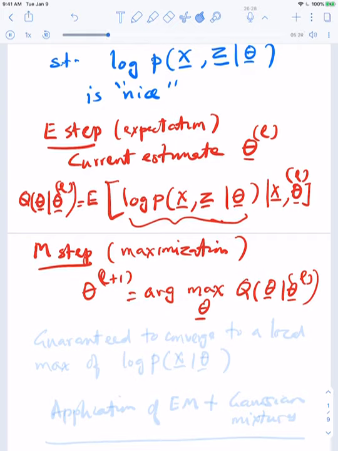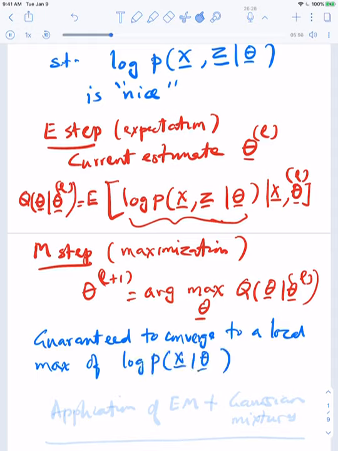And what is beautiful about it is that it is guaranteed to converge to a local max of the log likelihood function, basically, of the original one that I'm interested in, right? So that's the beauty of it. So it'll converge to something, and that something will be a local max of the thing we were originally interested in, even though the original thing was intractable. Of course, local is not as good as global, but it is nevertheless a great thing.